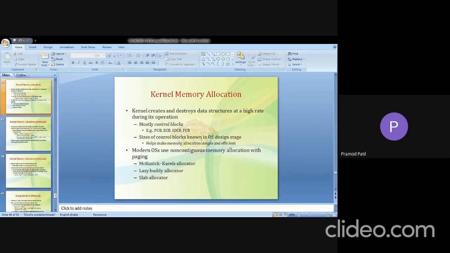The sizes of the control blocks are known at the OS design stage, which helps make memory allocation simple and efficient. Whatever control blocks are there, they are meant for handling all the memory effectively. Modern systems use non-contiguous memory allocation with paging. Some of the allocators used are the McKusick-Karels allocator, the lazy buddy allocator, and the slab allocator. These are some of the non-contiguous allocation approaches with paging that we will be having.